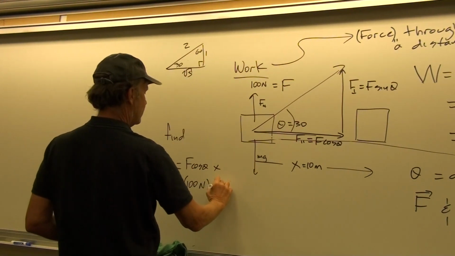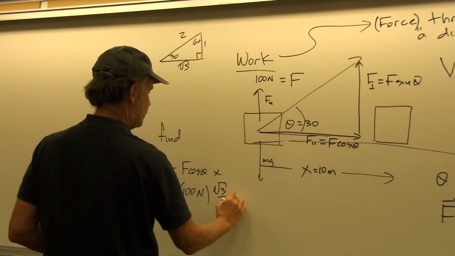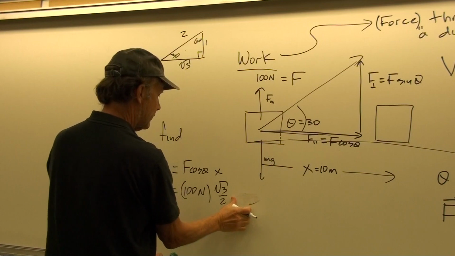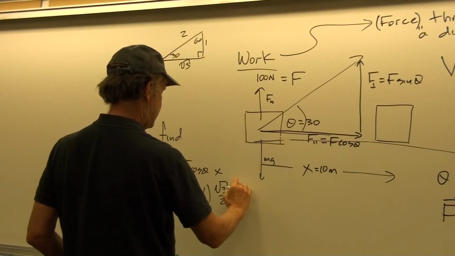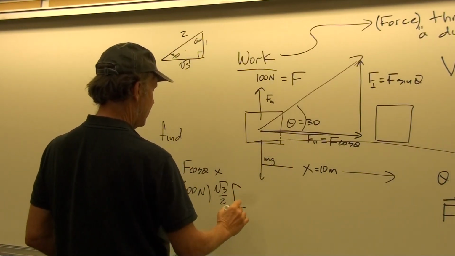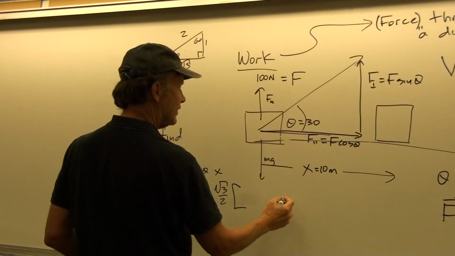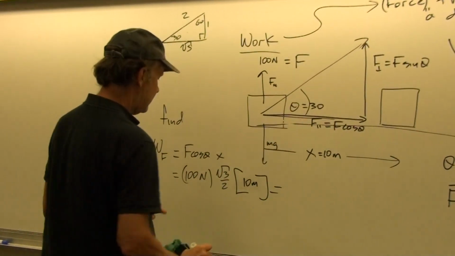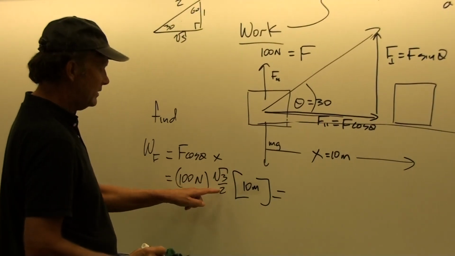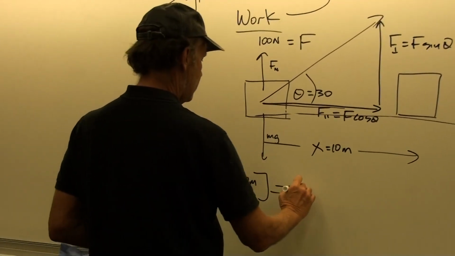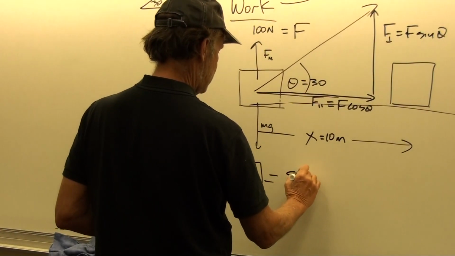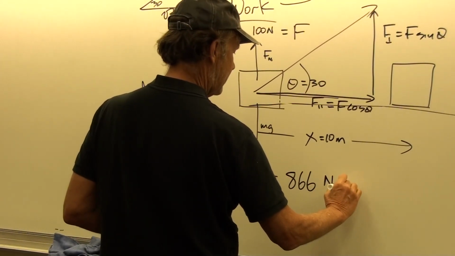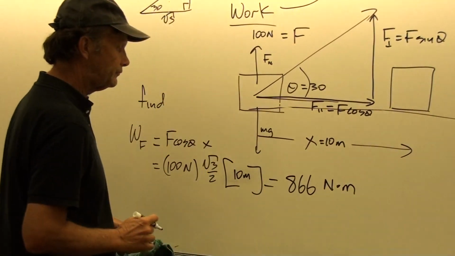Which is root 3 over 2, which gives us 80, and then we have to multiply that before we go any further by the displacement vector. And so the displacement vector here is 10 meters. So that'll give us 1,000 times root 3 over 2, which is 866, and the units for that are Newton meter.